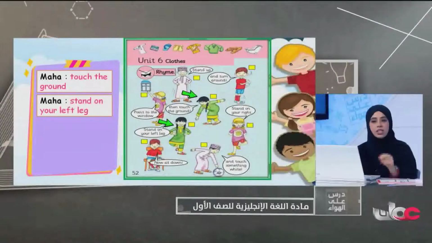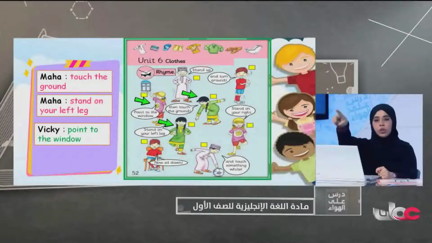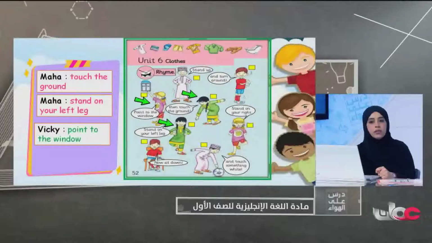And the second thing she is doing is stand on her left leg. Left leg. Let's see what her friend is doing. She is Vicky. What she's doing, the first thing she's doing is point to. To point to something, you have to raise your finger and point to. Your eyes must look at that thing. So what Vicky is doing, point to the window.